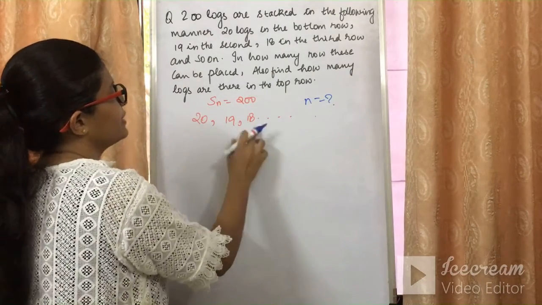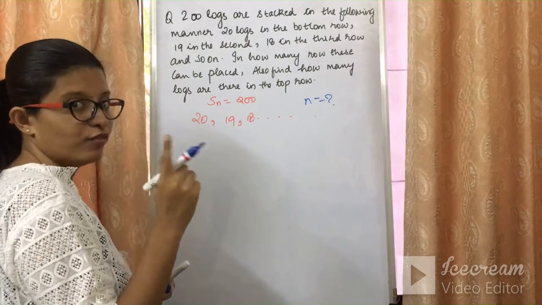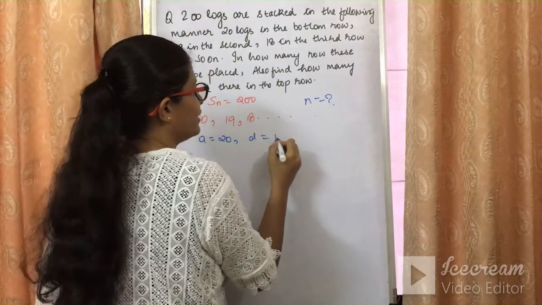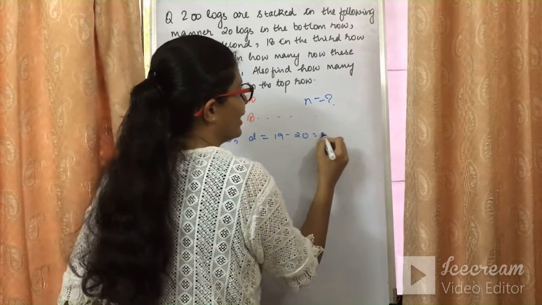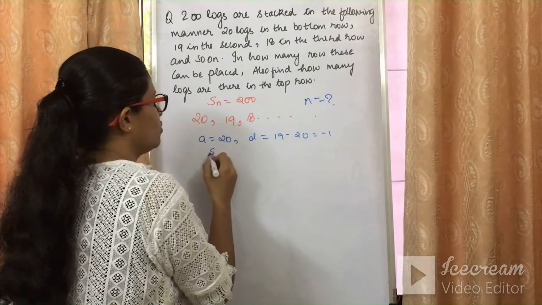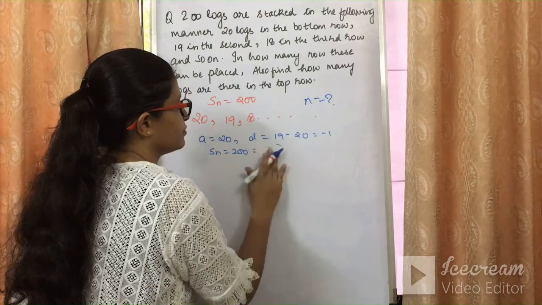So can we say that this series is in AP? Because the common difference between them is 1, which is constant. So A is nothing but 20, D is nothing but 19 minus 20, that is minus 1. So Sn is given to you as 200. What is asked? N is asked.